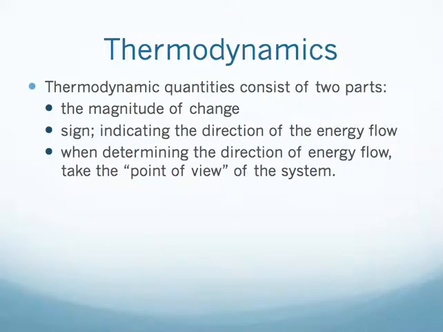So in thermodynamics, if you remember, there's always two parts to all of our answers. There's how big the change is in energy, right? The magnitude of it. And then it's the sign. And positive and negative, you can't really think of it as the mathematical sign in thermodynamics. You have to think of it as which direction is the energy going. And when you determine that, I always suggest that you take on the point of view of the system. Is energy coming into the system or is it going out of the system?